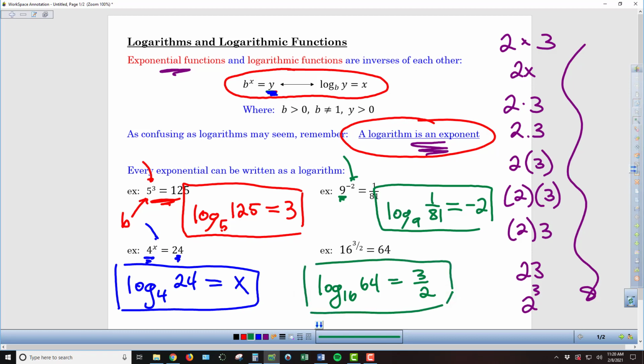So all we're doing is we're just following the pattern of what we see here, and just the b, the base of the exponential, becomes the base of my logarithm. My exponent becomes what my logarithm equals. What my exponential equals becomes the input into my logarithm.